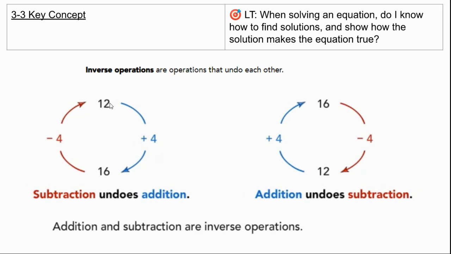If I add 4 to the 12, and then I take 4 from the 16, I get back to the 12. We get back to our starting point. Okay, so subtraction undoes addition. And then if we look at the opposite here, addition undoes subtraction. So if we go 16 minus 4 equals 12, we can add 4 to get back to the 16. Again, addition and subtraction are inverse operations, or opposite operations.